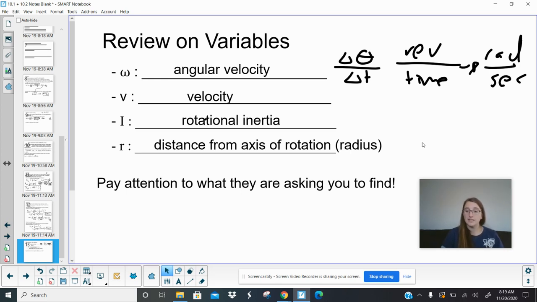So in your assignment, it's just going to be a matter of solving for different variables. So you have to know, again, what the variables are that we have. You have to know, okay, do I need to plug in the formula for the rotational inertia or can I leave it as is? You'll have to pay close attention to that.